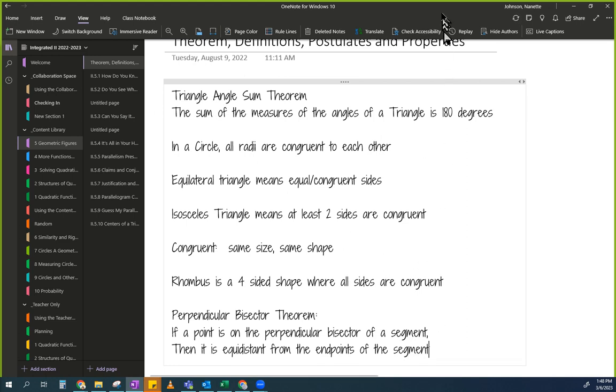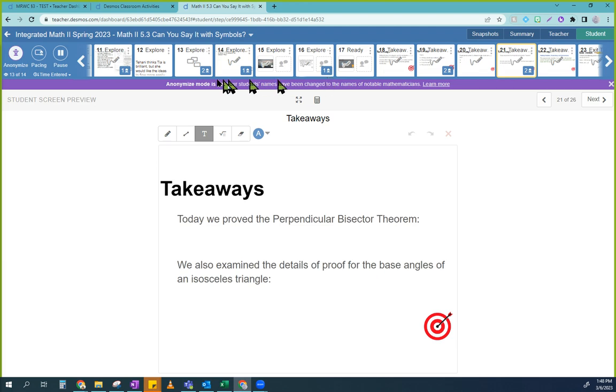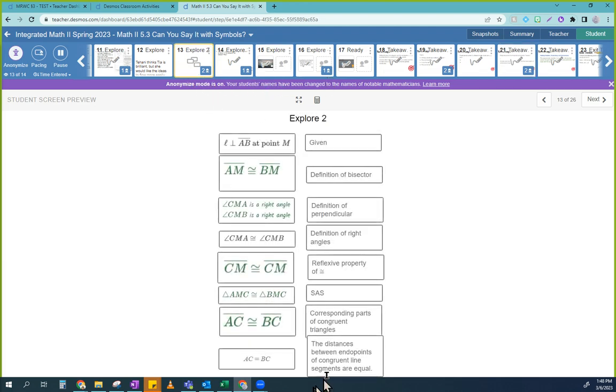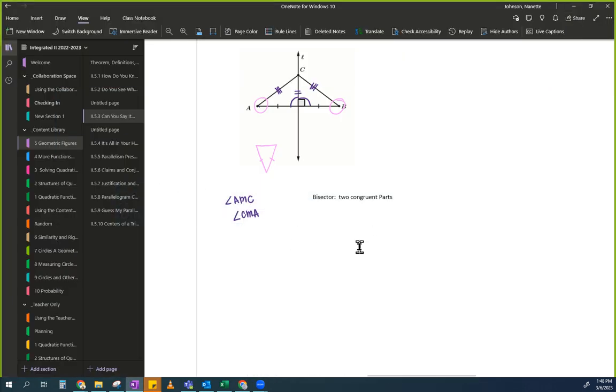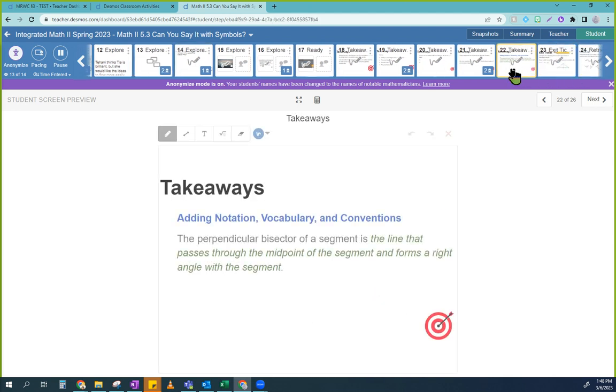Okay, so now if I showed you the exact same picture of what you saw today, and I said prove that this is congruent to this, and I gave you that it was a perpendicular bisector, you don't have to go through this whole proof. Boom. You could just say, I know they're congruent because of the perpendicular bisector theorem, right? So let's continue.